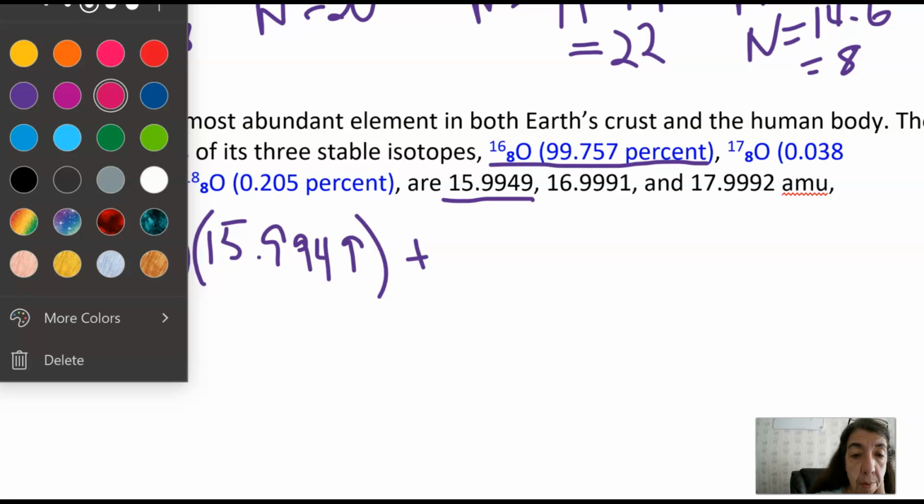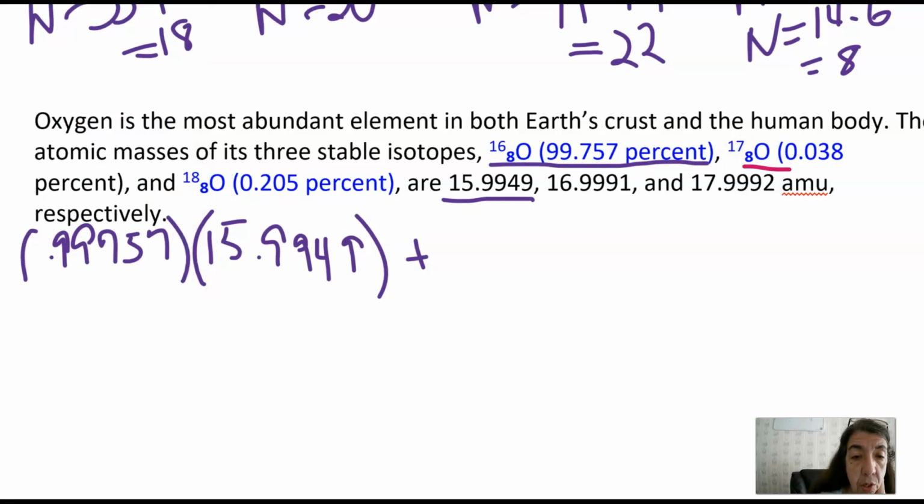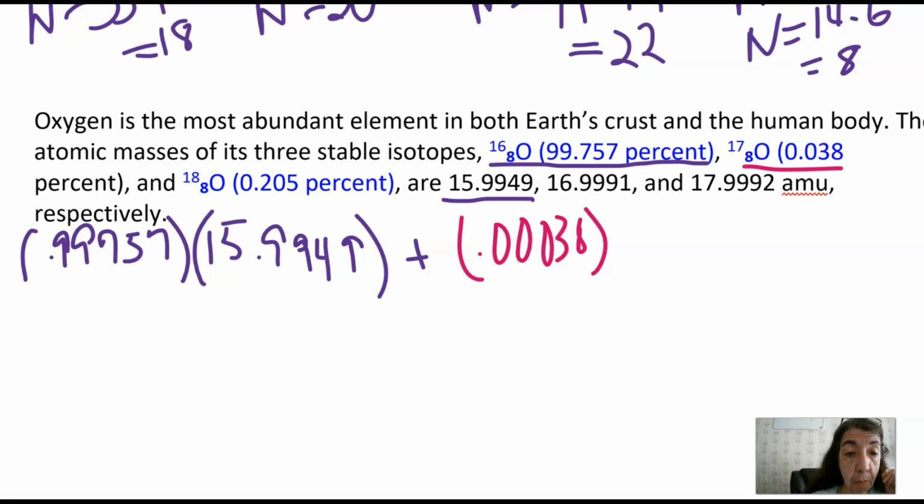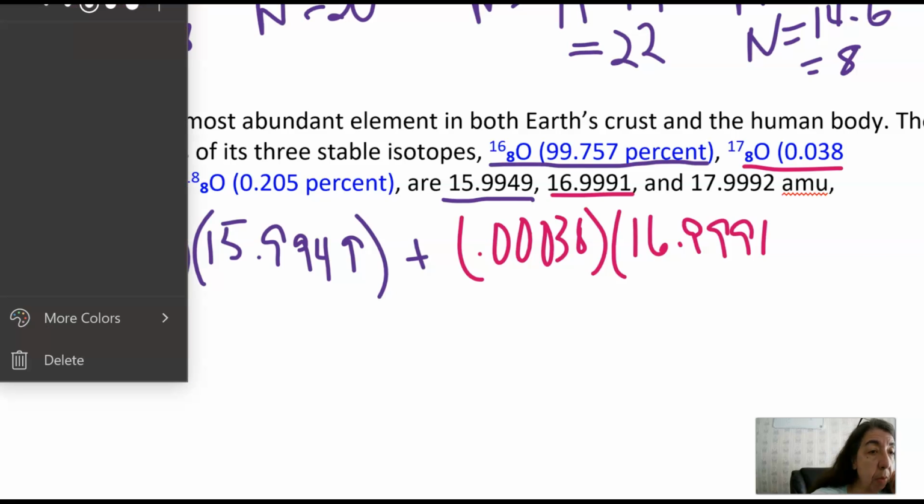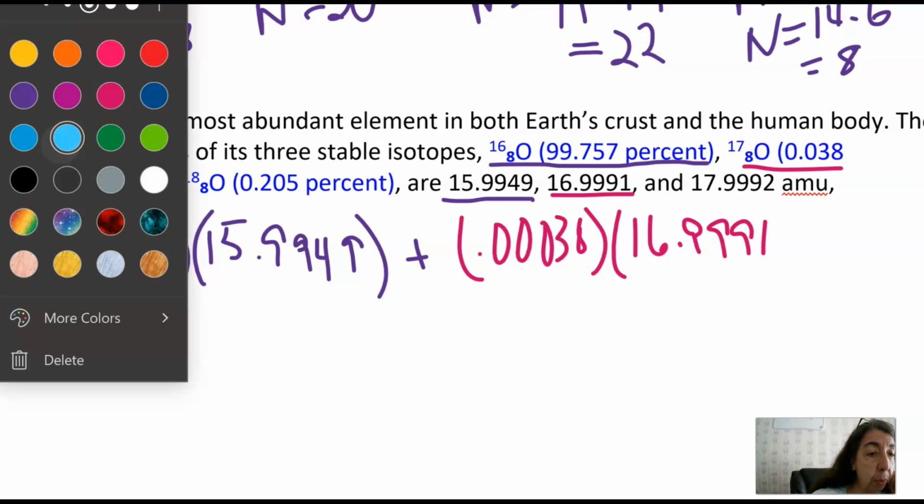Now we have oxygen-17, which is only 0.038%. So you're going to have to move your decimal place over 2 more. So you're going to get 0.00038 times its atomic weight, molecular weight, is 16.9991. And then the last case, we'll do another color pen, go to blue.